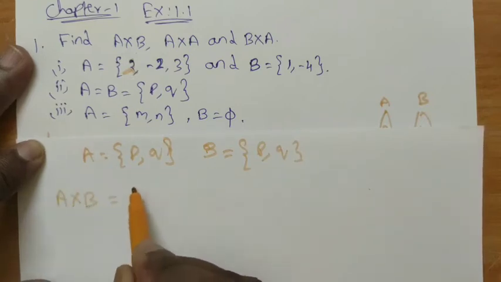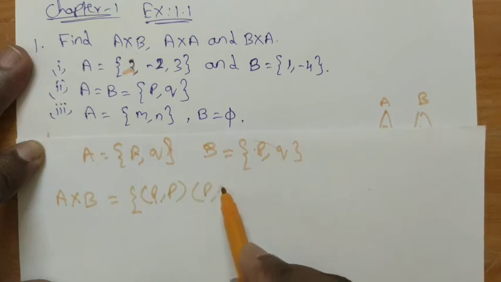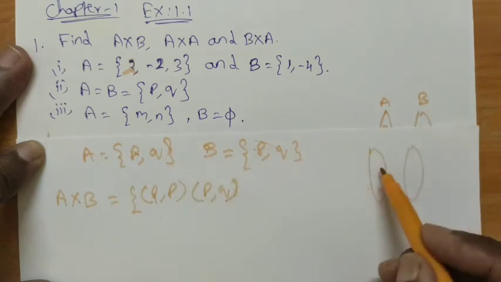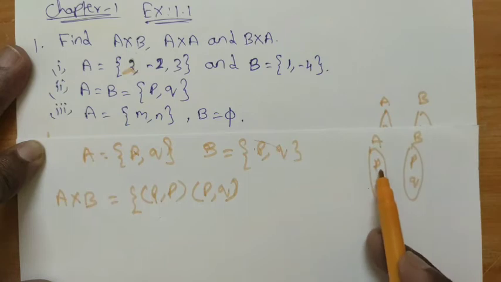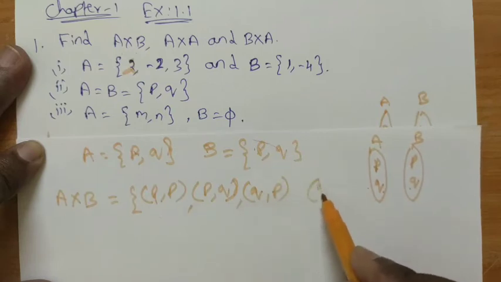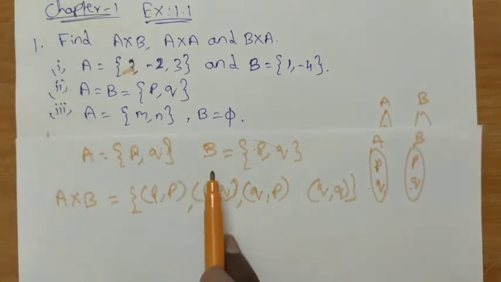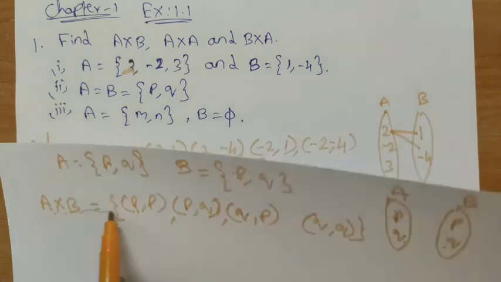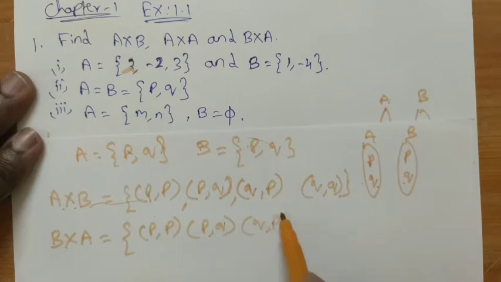So A into B I am going to find first. P is mapped with P and P is mapped with Q, P comma Q. If you understand, write it like this, or otherwise just write the terms, which is very easy: P, Q; P, Q. This is A, this is B. P and P, P and Q. Next one, Q and P. The last one is Q comma Q. That is A into B. By the condition, the sets A and B are equal, so A into B is equal to B into A. Here I am writing B into A as the same set: P comma P, P comma Q, Q comma P and Q comma Q.